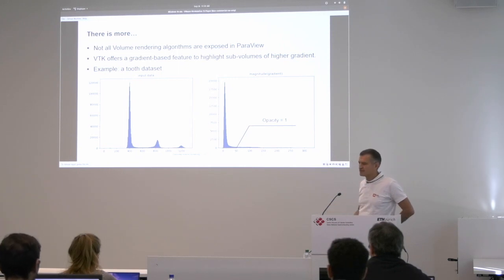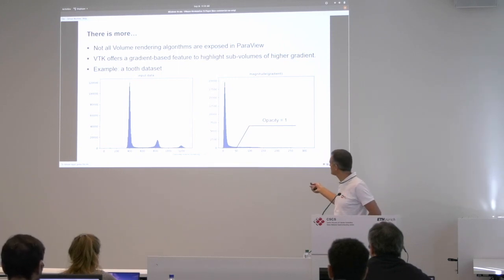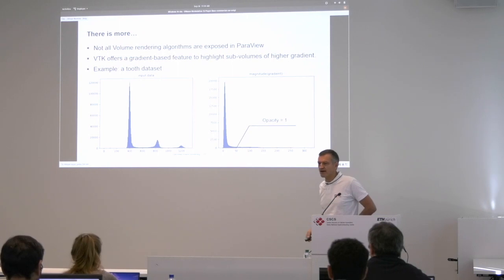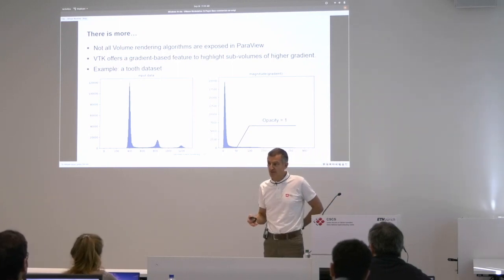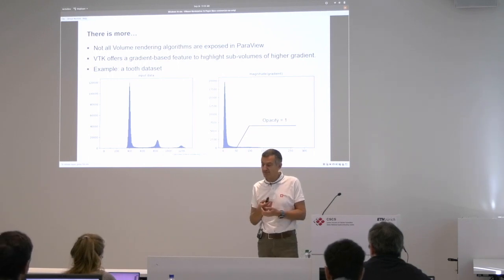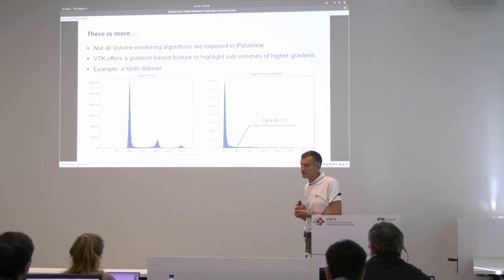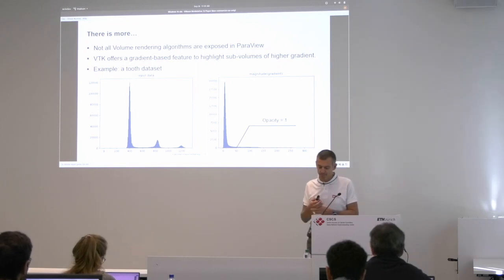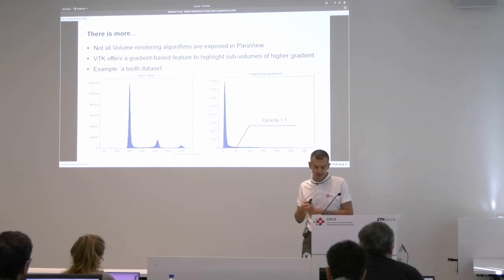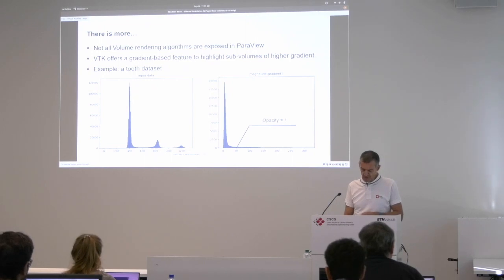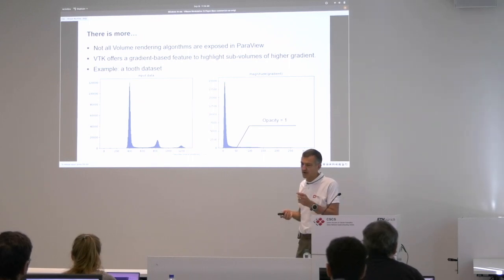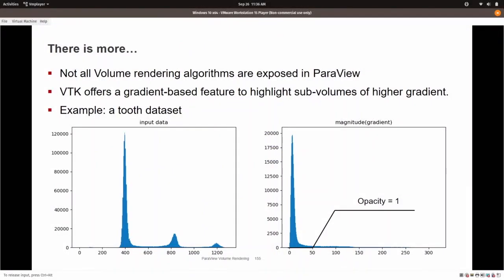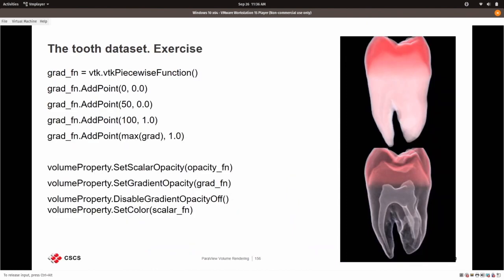And what I like to do is separate and remove all the data with low gradient, because low gradient usually means there's nothing much happening. And I like to focus on the high gradient volumes in the data. And if I do this, with this particular example, which is a scan of a tooth, this is what I get.